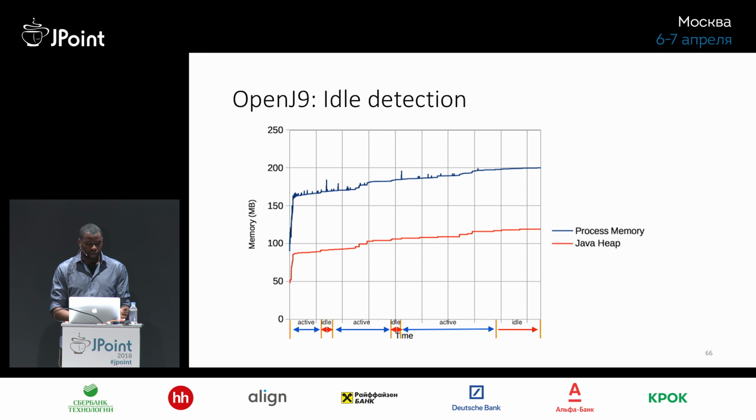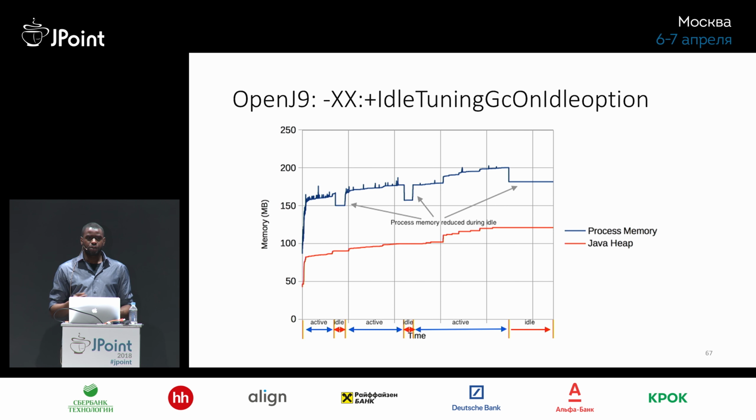So OpenJ9 offers an option that basically monitors the JVM to determine when it's idle. It looks at the CPU usage and other internal heuristics to determine if the VM is actually working or not. When an idle state is detected, it checks to see if there's a lot of garbage on the heap, and if there is, it triggers a GC. An additional benefit of this approach, in addition to reducing footprint, is that by triggering a GC during the idle phase, you delay when the next GC will happen. So in the best case, you may not have to GC at all during the next active phase. This greatly improves throughput.